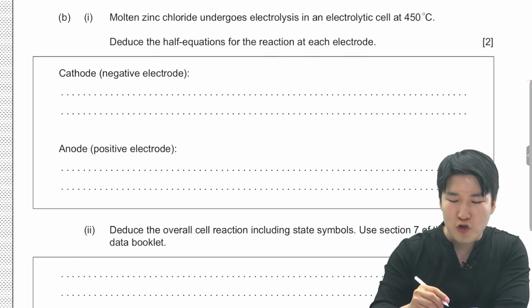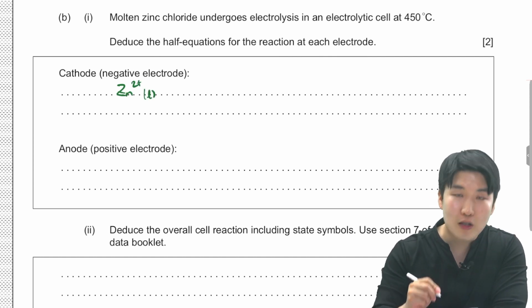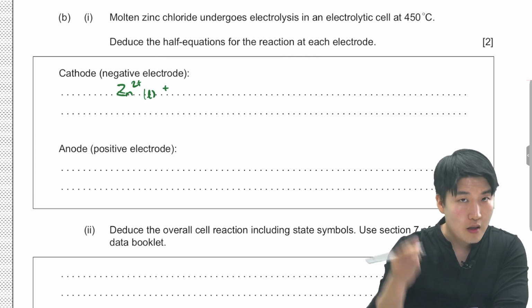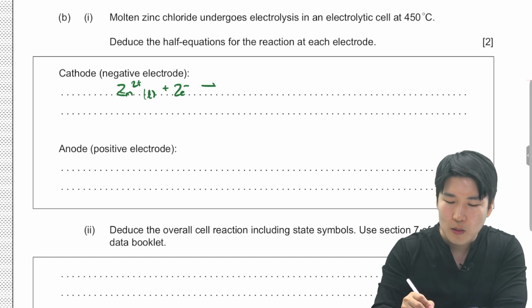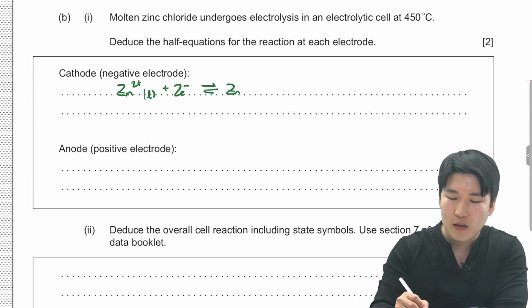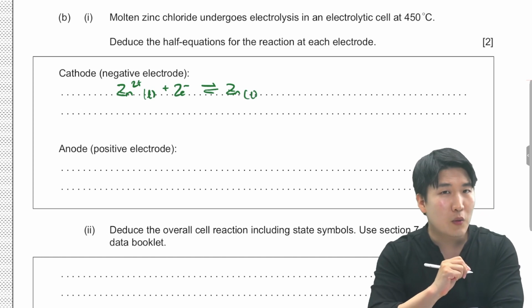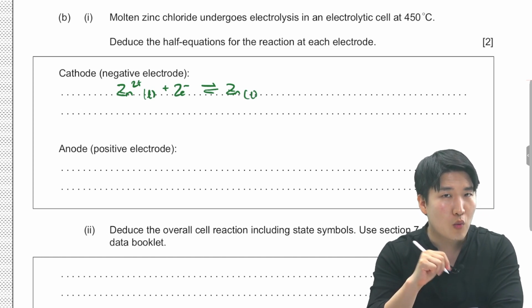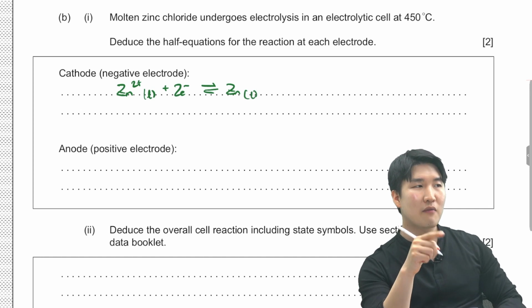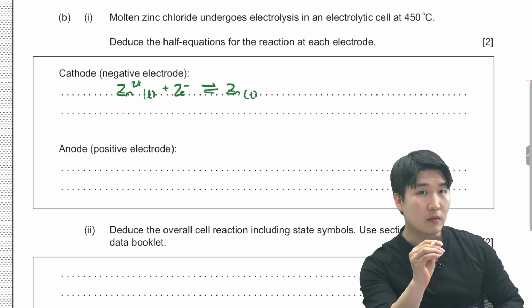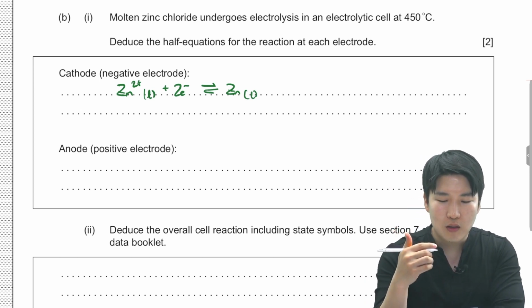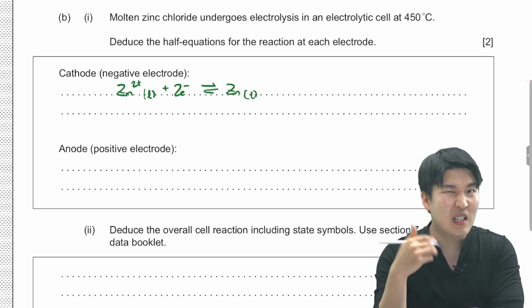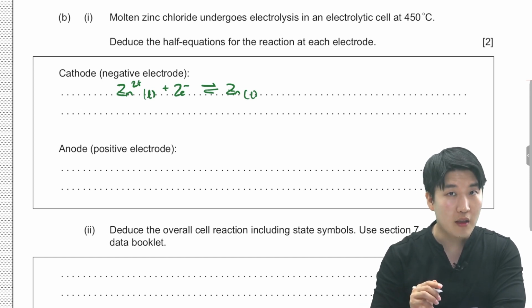Cathode will be attracting our zinc 2+ ions. Zinc 2+ liquid will be gaining electrons, specifically 2 electrons, to become zinc liquid. That one I'm not so sure. Why? Because zinc will have quite a high melting point, being a metal, and due to the nature of metallic bonding, zinc is likely to be a solid if the melting point is higher than 450. We do need to check that.